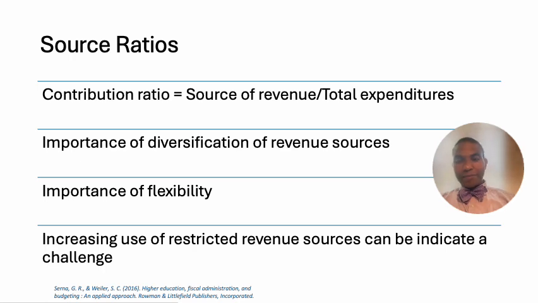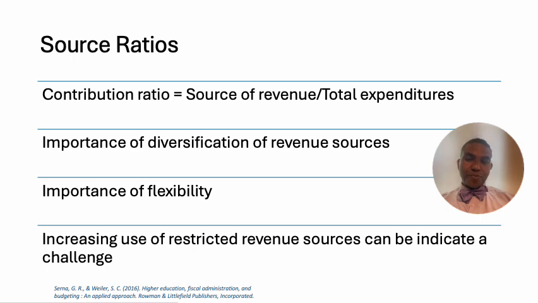Increasing your use of restricted revenue sources can indicate that there's some challenge going on. So, essentially, if you're having to only rely on your restricted funds, that means you're not getting unrestricted funds, right? And so, in a sense, the thing that a lot of colleges are after are the unrestricted funds, and trying to figure out how to get more of those.